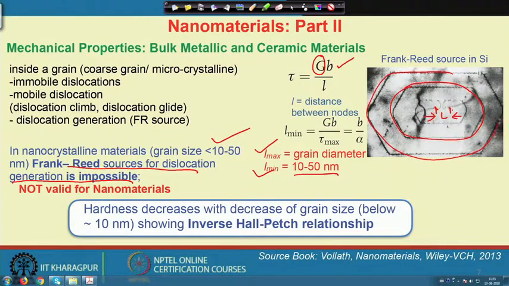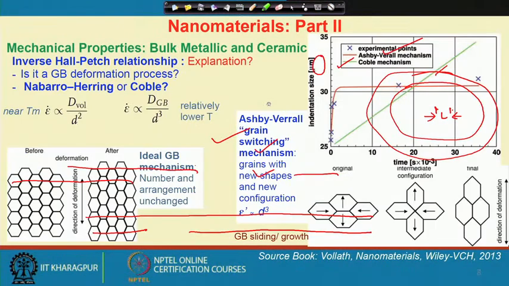Okay. So, this is a Frank-Read source, and dislocations keep on being generated in a microcrystalline sample this way and bow out, and they go through the multiplication process, which gives us the strengthening. So, this is an example of a Frank-Read source in case of silicon. Now, the hardness decreases with the decrease of grain size, but below 10 nanometer it shows an inverse Hall-Petch relationship, which we have shown you just a few minutes ago.